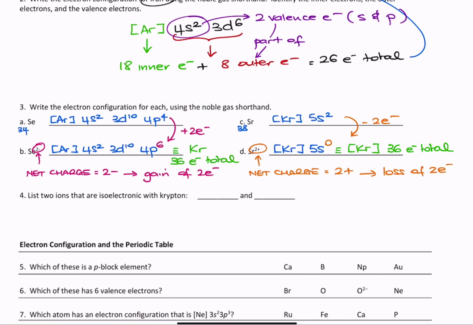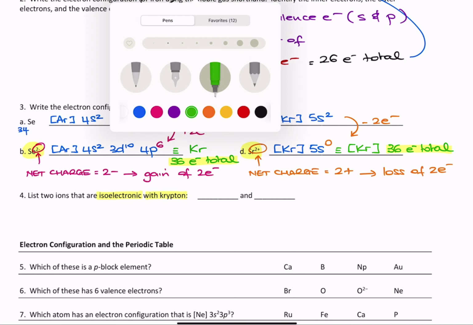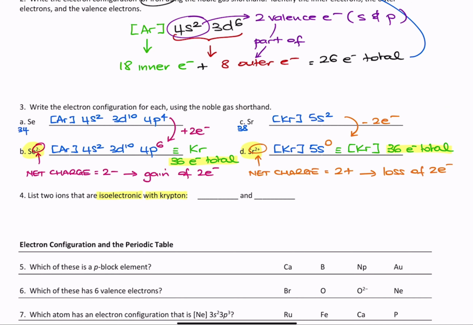Therefore, the selenide ion and the strontium ion have the same number of electrons and both have the noble gas shorthand, the electron configuration of krypton. These two ions are said to be isoelectronic with krypton. Isoelectronic means that they have the same number of electrons, which means that they have the same electron configuration.